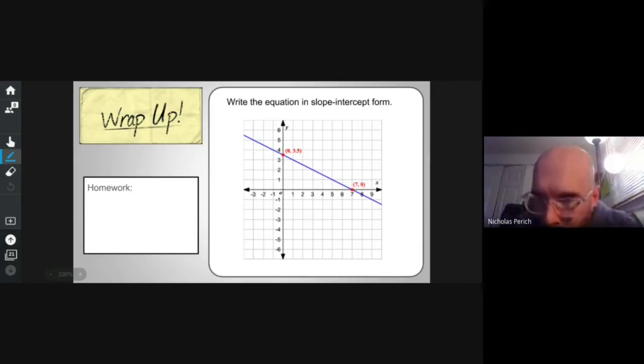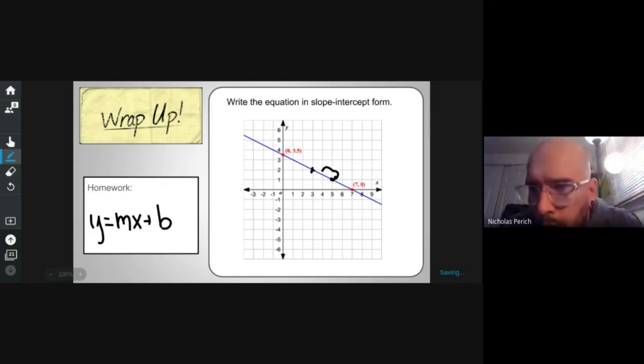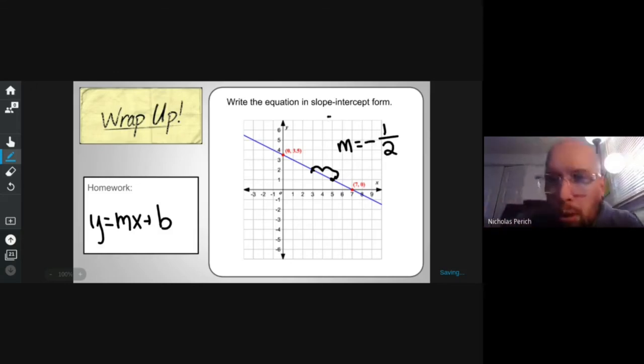What's the equation of this line in slope-intercept form? Well, let's pick 2 points. How about that one? And how about that one? So I have y equals mx plus b. My slope is up 1, left 2, and it's negative. My y-intercept is whenever x is 0. So that's my b. So putting it all together, I can say y equals negative 1 over 2x plus 3.5.